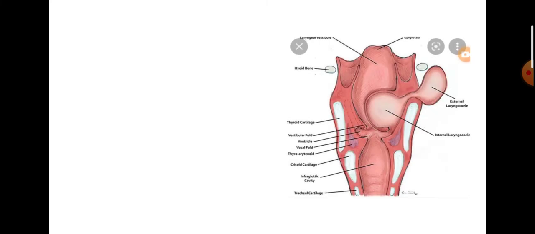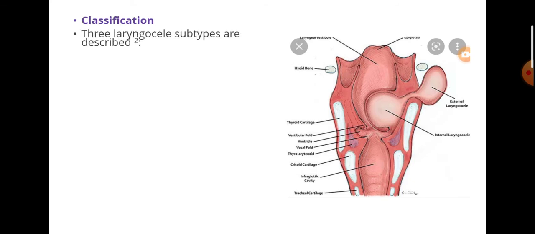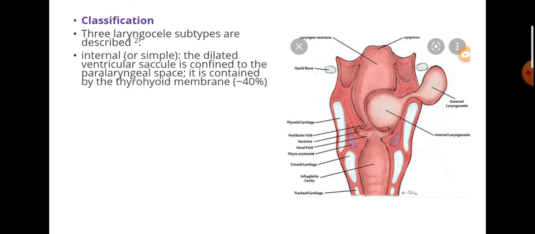Now, this is a combined internal as well as an external laryngocele. 3 laryngocele subtypes are described. Internal, the dilated ventricular saccule is confined to the paralaryngeal space. It is contained by the thyrohyoid membrane.